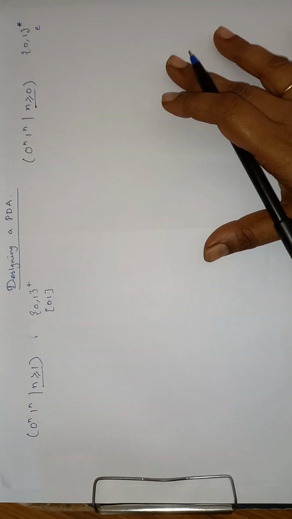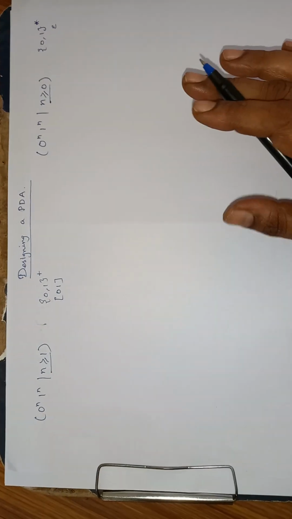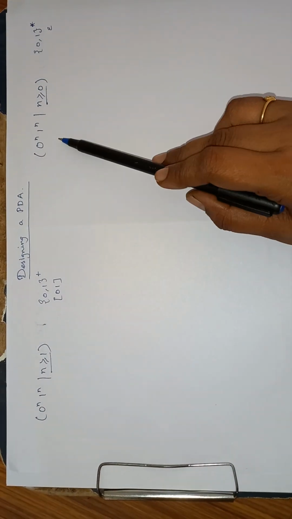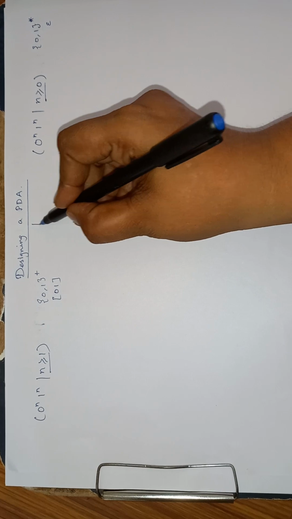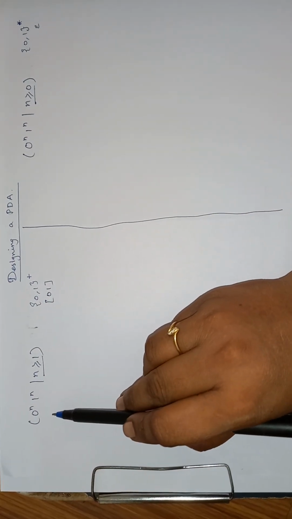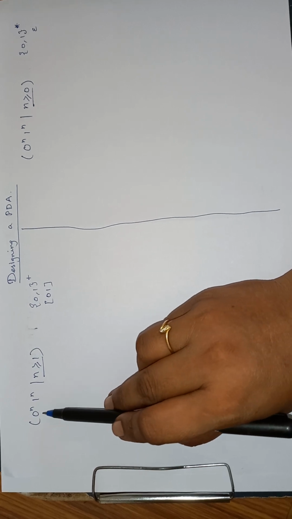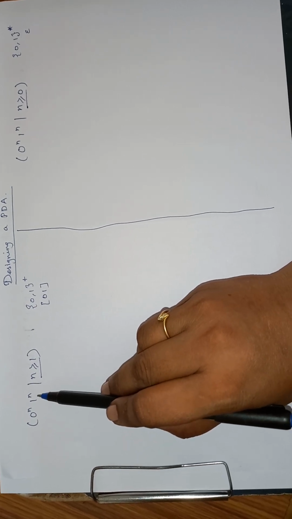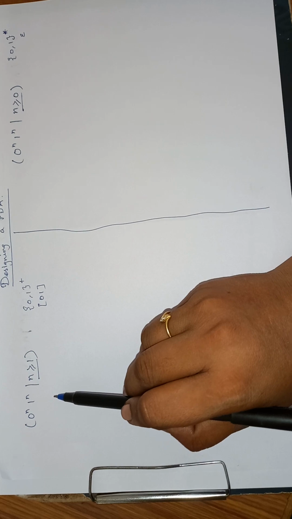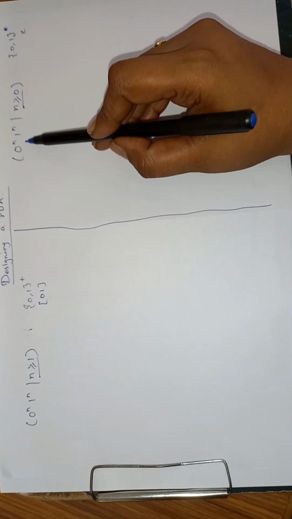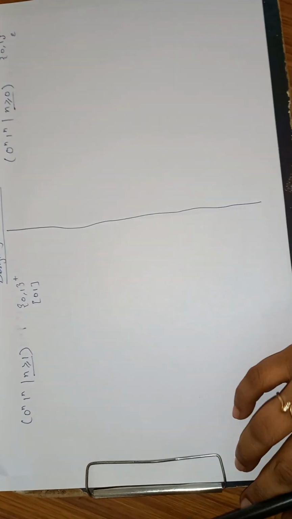Fine. Now to design a PDA, what is the thing? First thing we have to do is analyze the given strings here. Now, what is the string here given? The string will be starting with 0 and n number of zeros, which will be followed by n number of 1, then only it will be accepted. Whereas when having the same condition here, right?